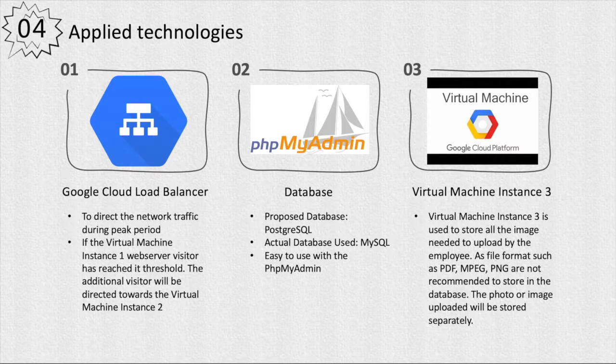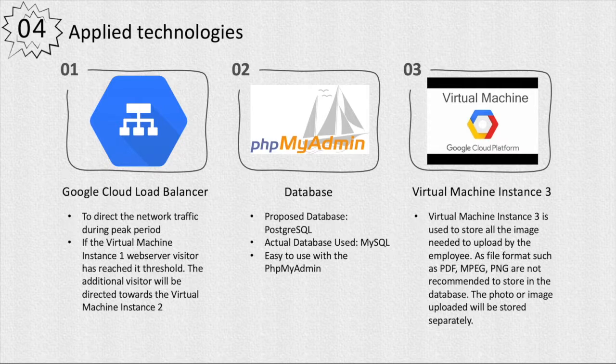The third virtual machine instance, virtual machine instance 3, is used to store all the images that need to be uploaded by the employee. For example, the medical leave certificate and other necessary official letters they are required to upload for the manager to view.